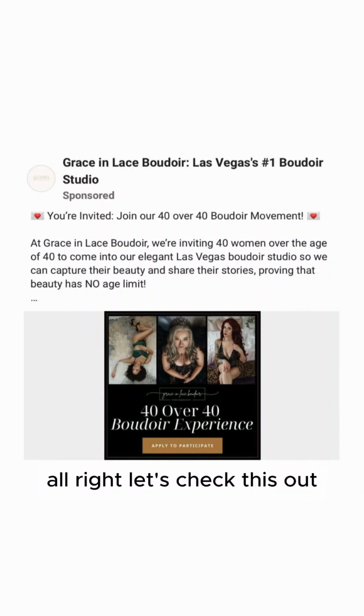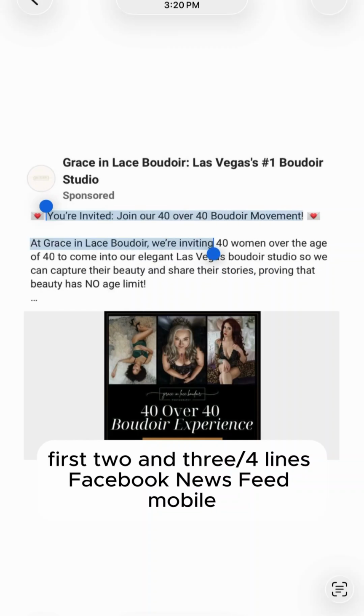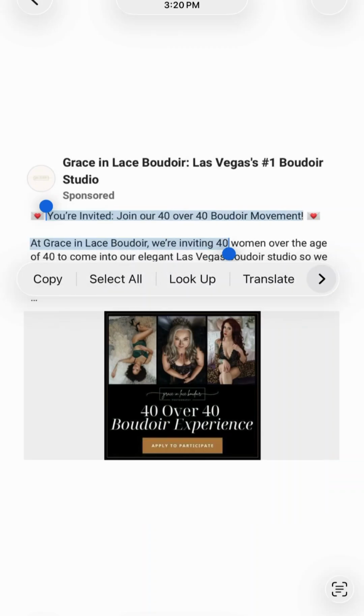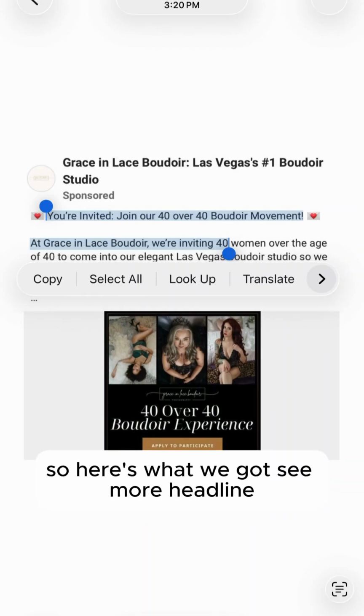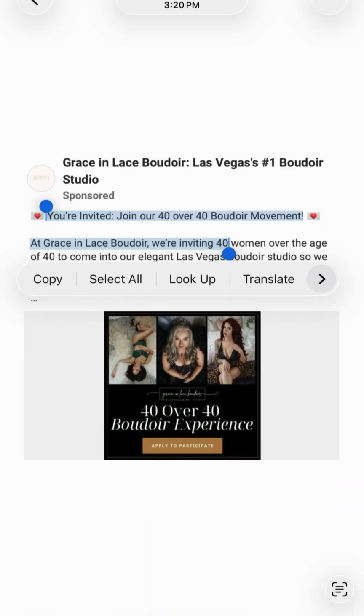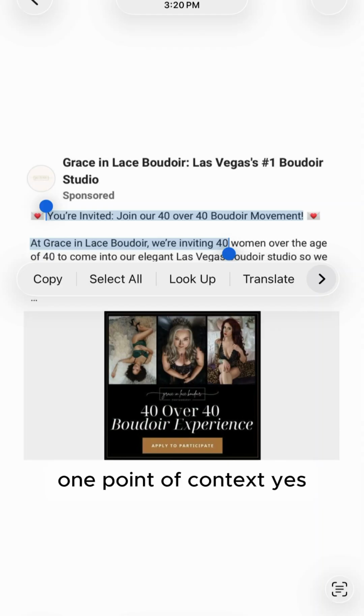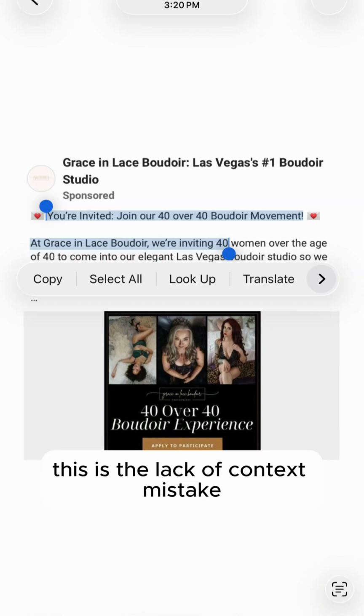All right, let's check this out. Look at the see more headline here, first 2 3/4 lines, Facebook newsfeed mobile. So here's what we got. See more headline: You're invited. Join our 40 over 40 Boudoir movement. Business Boudoir, we're invited 40. All right, so we got like one element of context here, one point of context. Yeah, so it's the lack of context mistake.